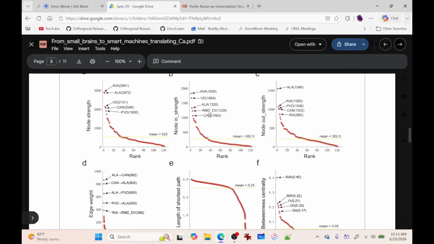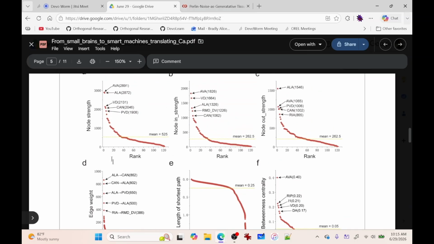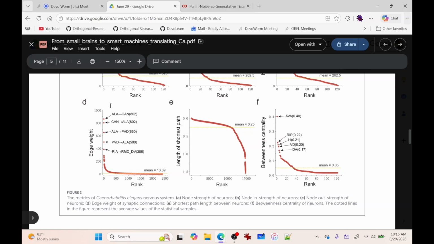And you see that it's the same sort of, you have ALA, AVA, VD, CAN, PVD, RIA, RMD. So these are all cells that commonly have a high node strength, both in strength and out strength. And then you have the edge weights. And you see that the same neurons are involved in this as well, or most of the same ones, where you have high edge weights and high betweenness centrality.